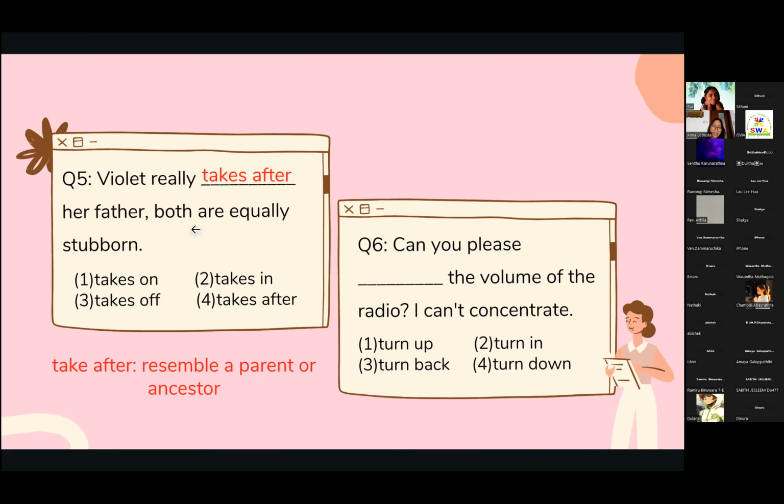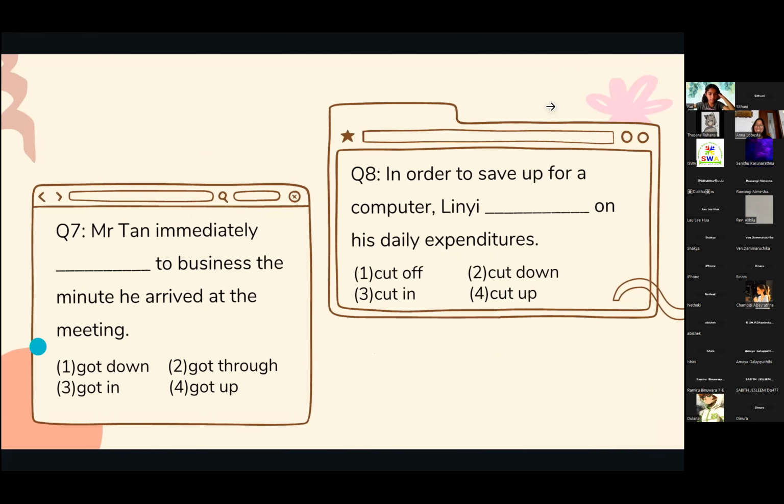So yeah. And in this question, you can use contextual clues also, because in the second part of the sentence, after the comma, they say both are equally stubborn. So they're trying to say that both of them share this same quality. That's why you can guess from this sentence that takes after would mean to be like her parent or to resemble her parent. So next, oops, sorry. Okay, you kind of saw already.